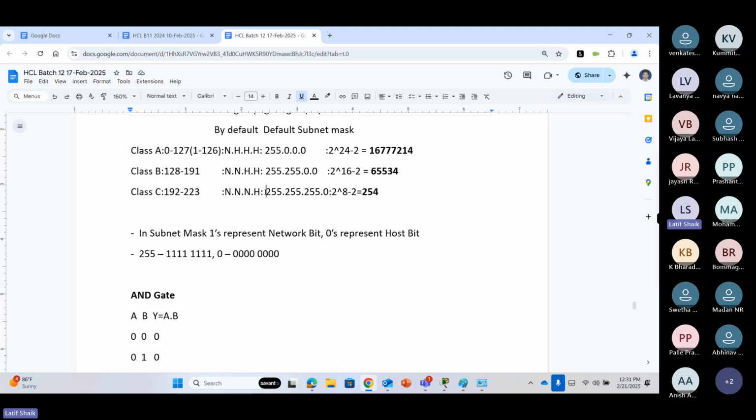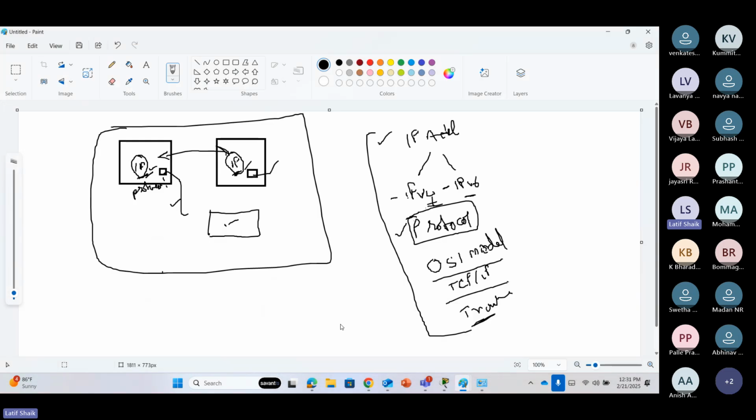In this subnet mask, if you write it in binary format, the ones represent the network and the zeros represent the host.